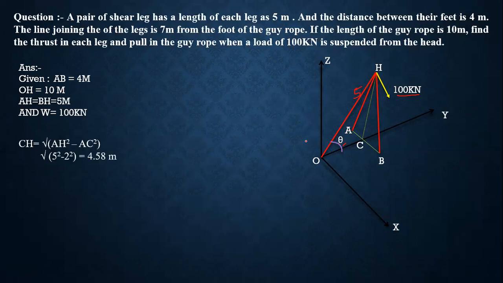So it should be like this: under root AH square minus AC square. AH is equal to 5 and AC will be 2. So 5 square minus 2 square, under root, is equal to 4.58. Then we have to find out theta. For this, we need to use a triangle. The triangle will be O, C and H. This is the triangle we need to use.